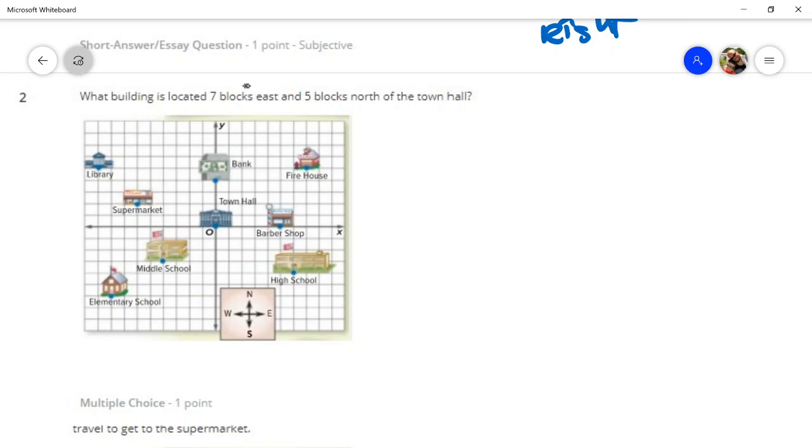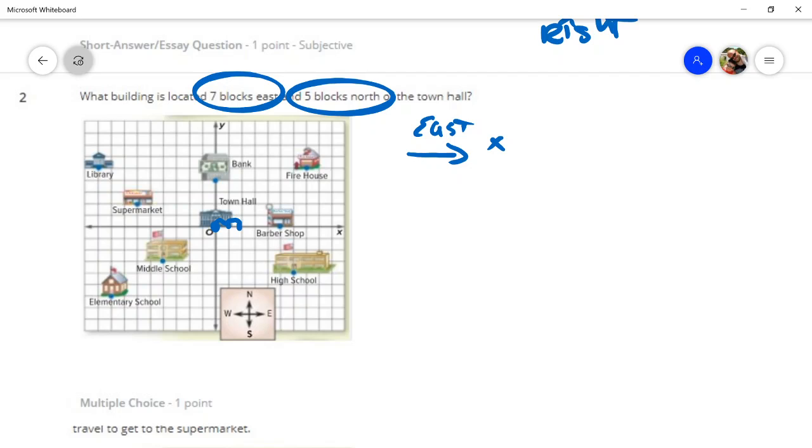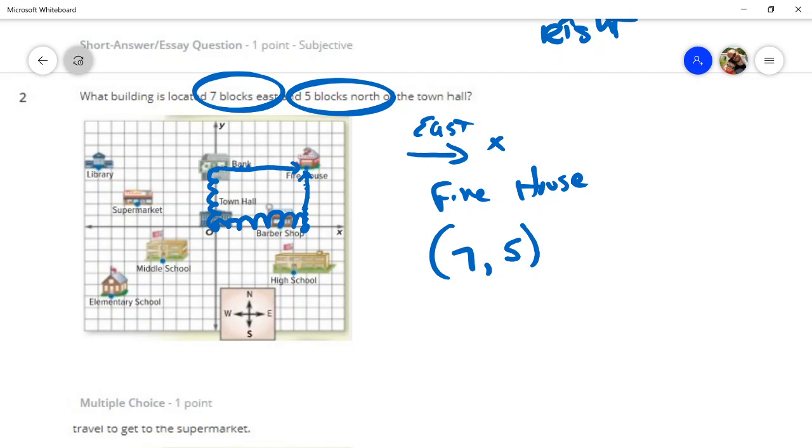What building is located 7 blocks east and 5 blocks north of Town Hall? So here's Town Hall. 7 blocks east. East is this way. That means that's X. So we got 1, 2, 3, 4, 5, 6, 7. 5 blocks north. 1, 2, 3, 4, 5. So now, where does this meet? They meet at the firehouse. So that means the firehouse's coordinates are 1, 2, 3, 4, 5, 6, 7 on the X, 1, 2, 3, 4, 5 on the Y. That's pretty cool. I like that one.